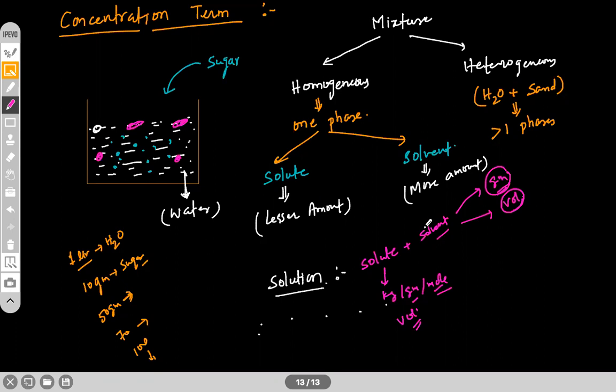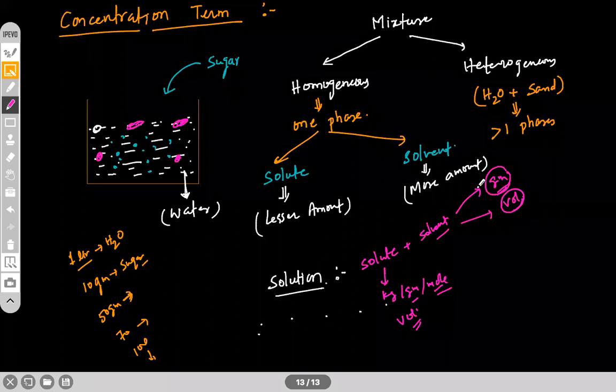So if you take mass or volume, you'll get different concentration terms: mass of solute and volume of solvent, another concentration term; mass with mass, another; volume of solute with volume of solvent, another concentration term. So based on these combinations, we have defined different concentration terms. Is it clear? Did you understand this?